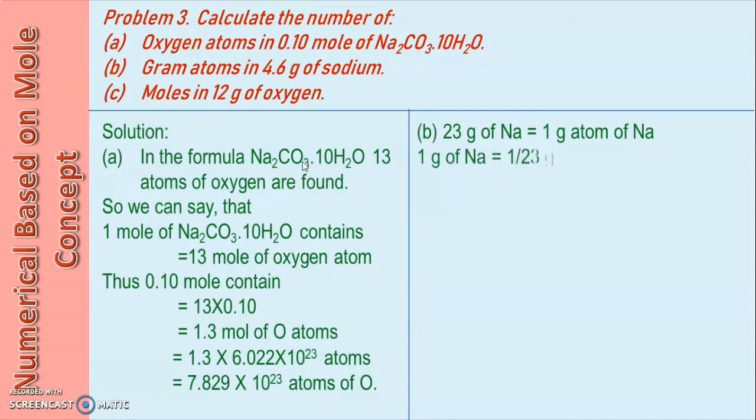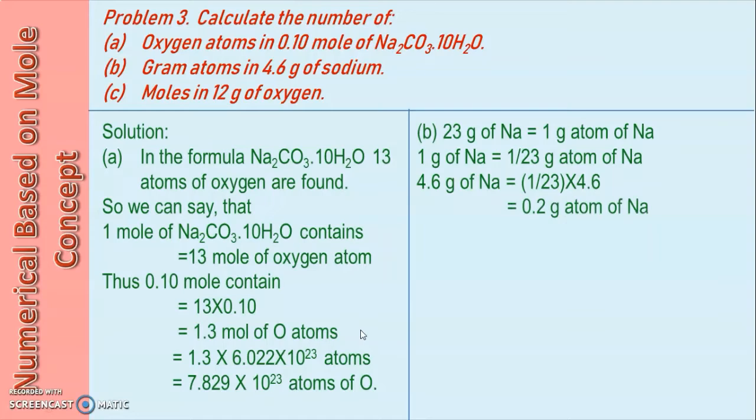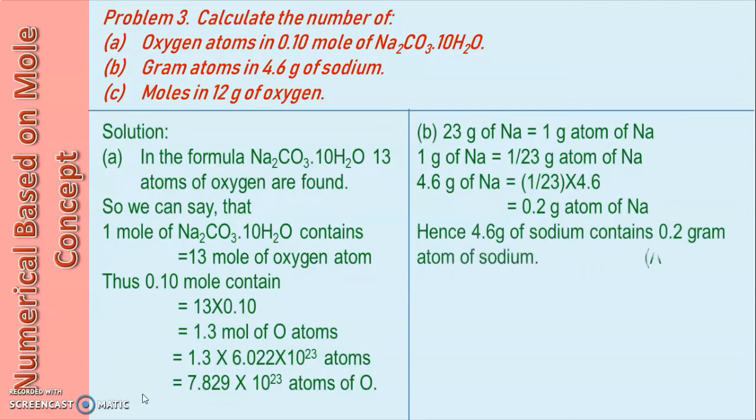1 gram of sodium means 1 by 23 gram atom of sodium. So 4.6 gram of sodium is equal to 1 by 23 into 4.6 gram atom of sodium, which will be equal to 0.2 gram atom of sodium. Hence we can say 4.6 gram of sodium contains 0.2 gram atom of sodium.